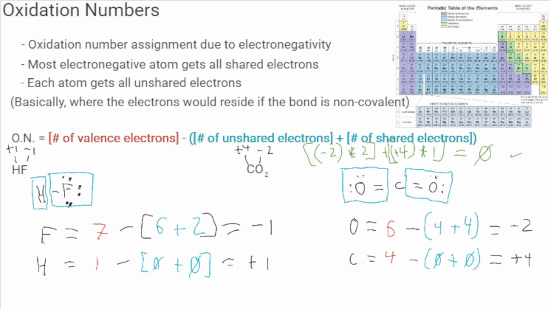I'll go through a little bit more on how to do this a little bit faster, but this is the basic premise behind oxidation numbers, and so you can always feel free to draw out the Lewis dot structures and assign things appropriately.